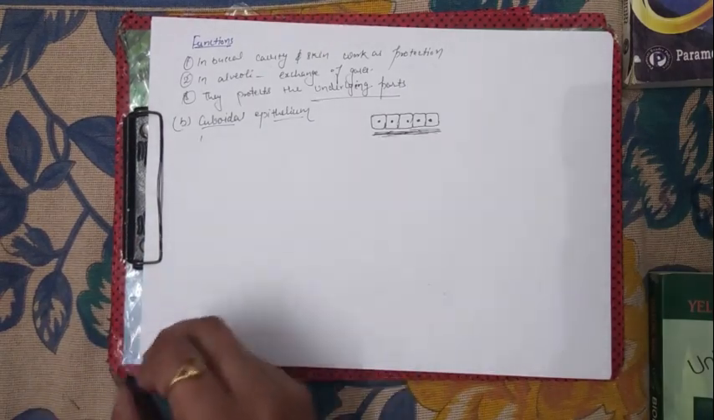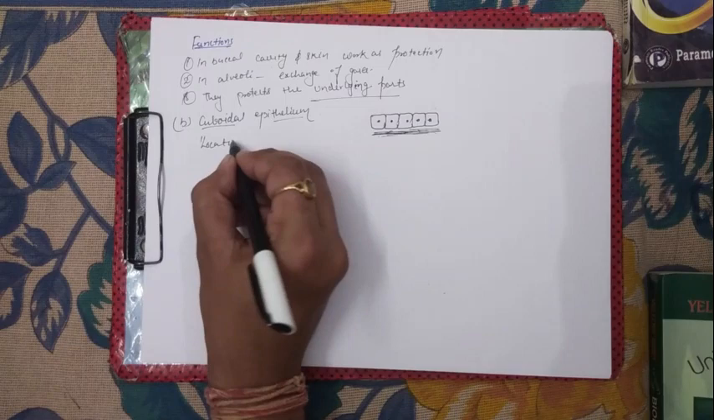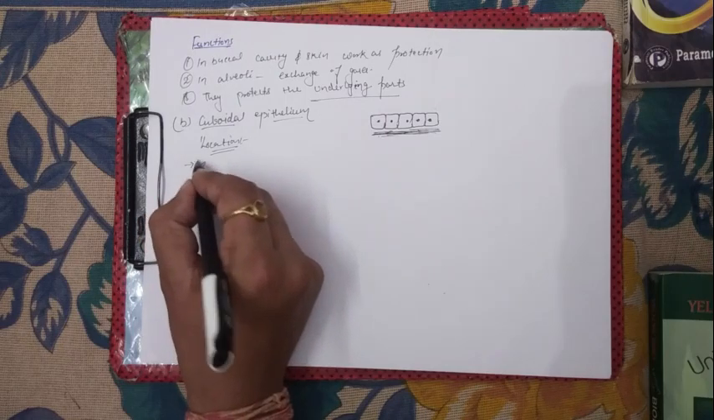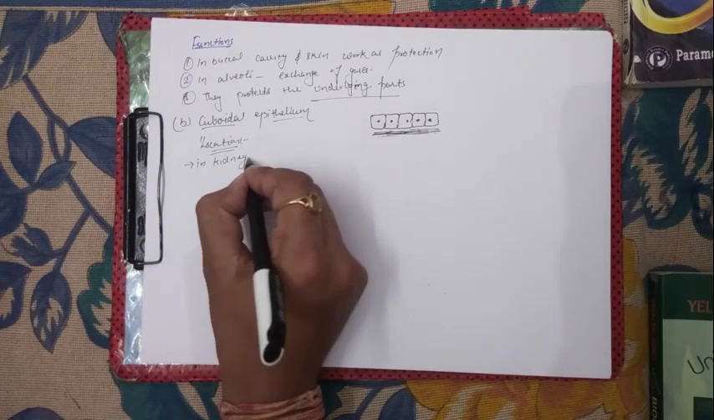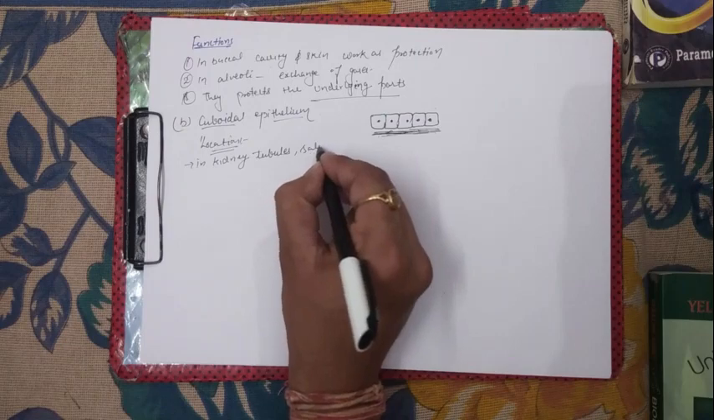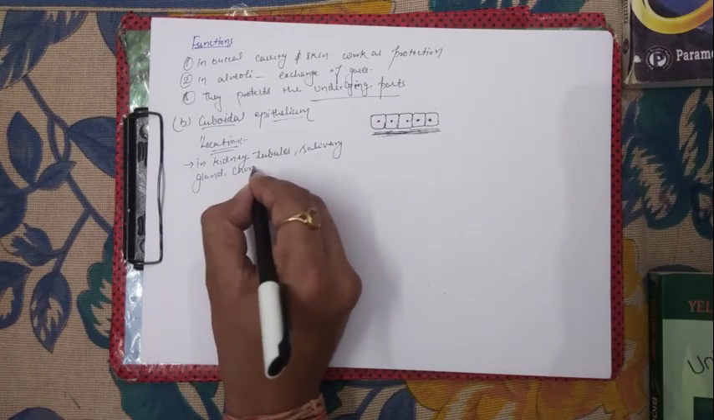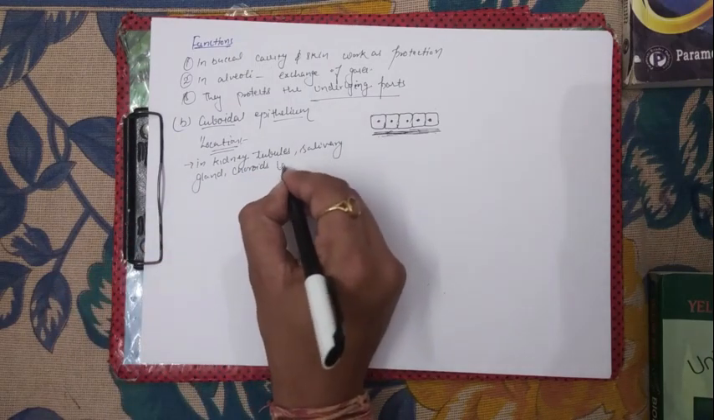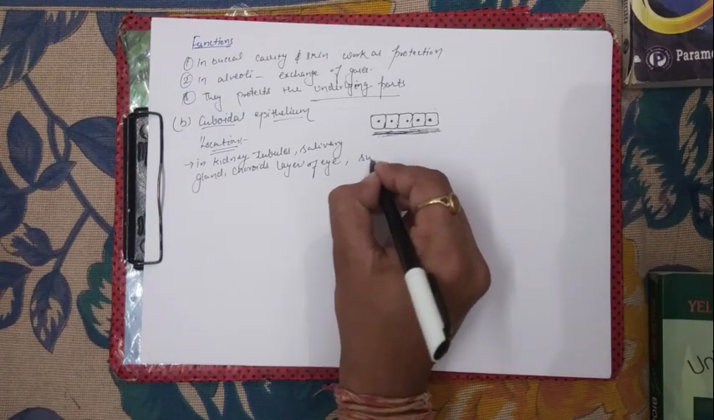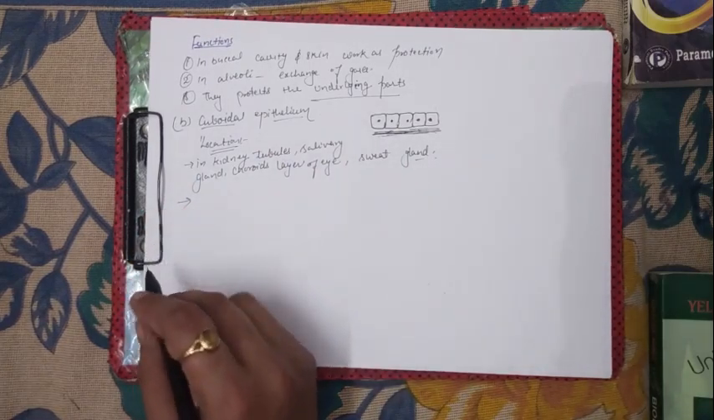They have a basement membrane. The locations where they are present: in kidney tubules, salivary gland, choroid layer of the eye, and sweat gland are some of the locations of cuboidal epithelium.